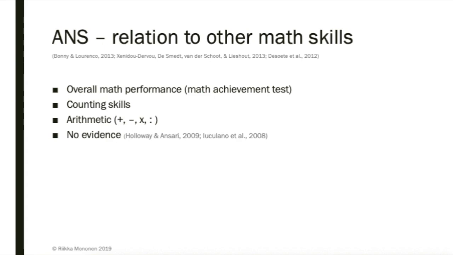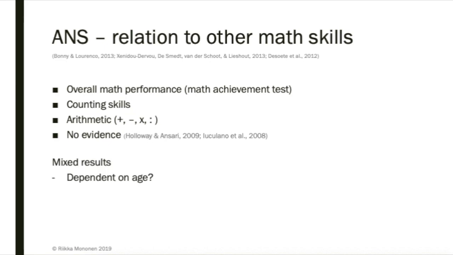There have also been some mixed results when ANS has been looked at in relation to other math skills. Some studies have shown that the better the ANS, the better the overall math performance. This would then of course mean that if you have weak ANS, you would perform weakly also in overall math performance tests. Some studies have looked at the relation of ANS to specific math skills and found a positive relation to counting and arithmetic skills. Some studies, on the other hand, have not found any strong relation between ANS and other math skills.